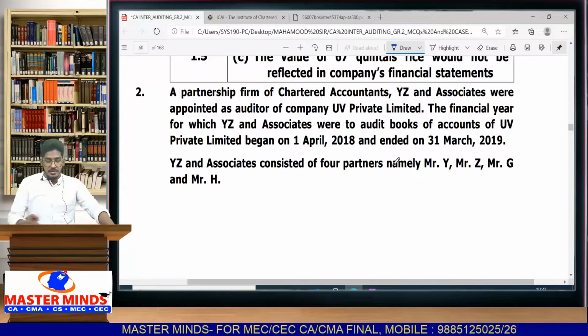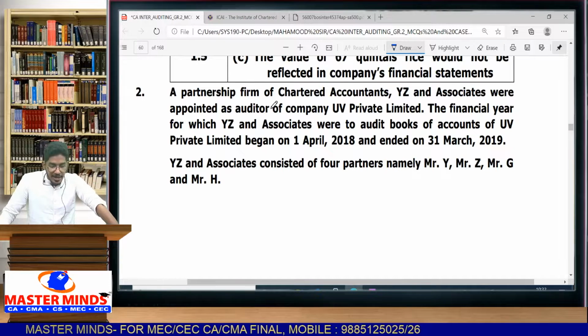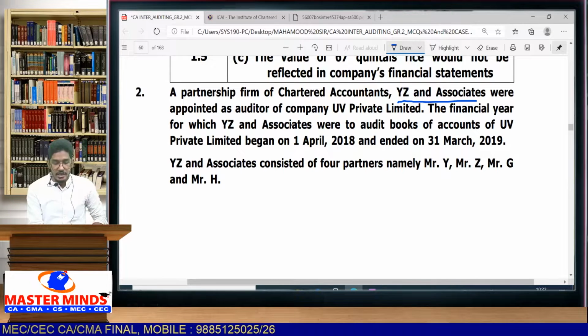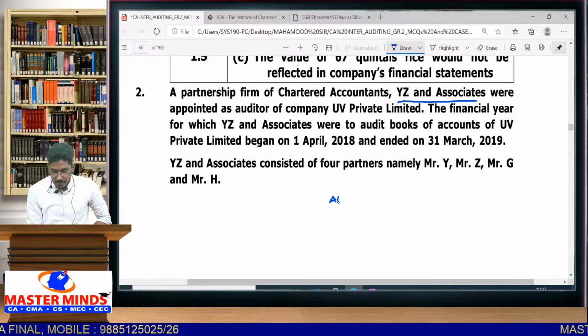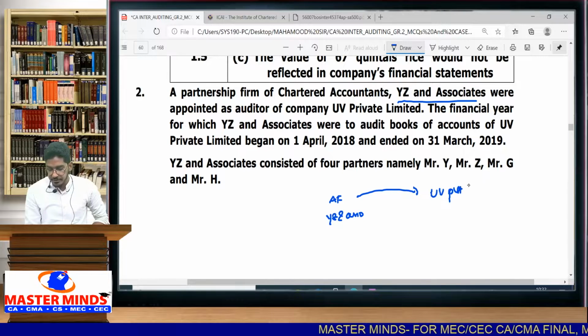Now let us discuss case scenario number 2, what they are trying to tell you here. A partnership firm of chartered accountants, YZ and Associates, were appointed as auditors of UV Private Limited. So what they are telling is that there is an audit firm. What is the name of the audit firm? YZ and Associates. They are appointed as auditors of which company? UV Private Limited. Very good.